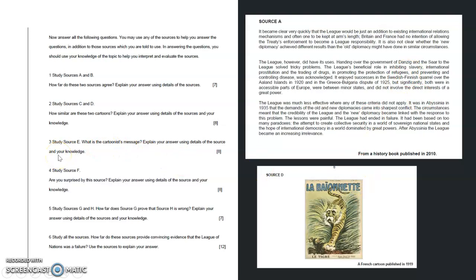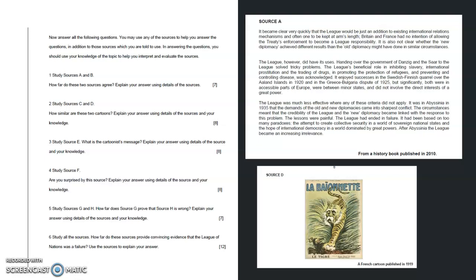For question 1, study sources A and B. Let's say we are going through the question one by one. How far do these 2 sources agree? If you think that both sources agree or do not agree with each other's statement, you have to explain your answer.